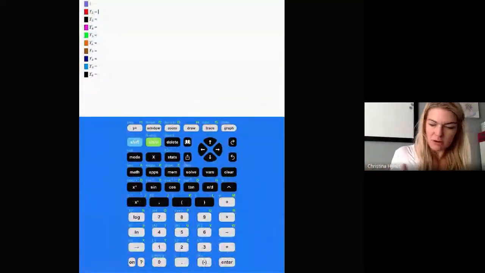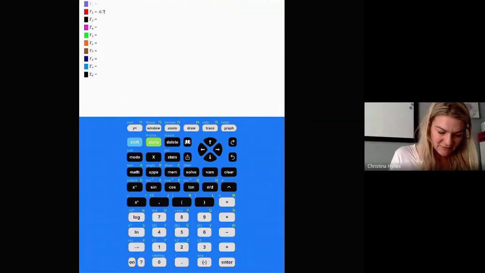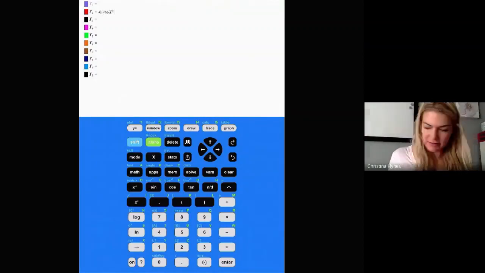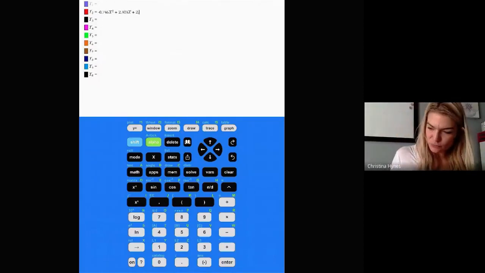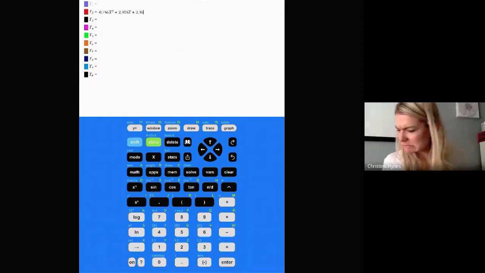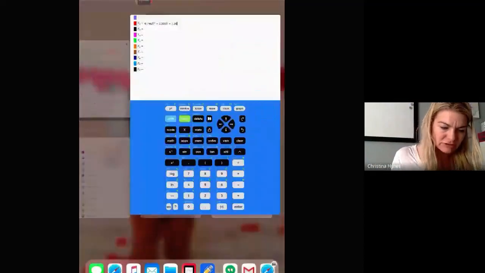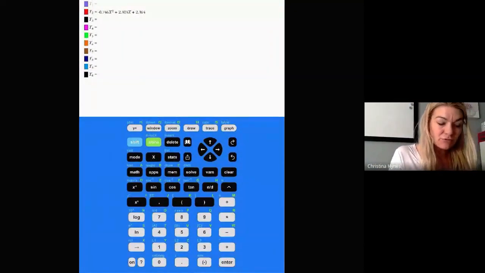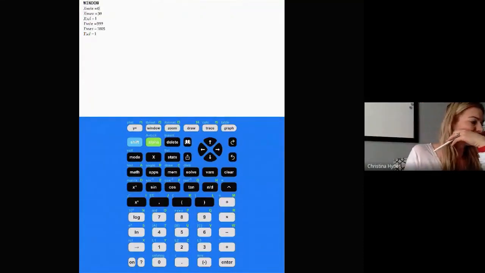Go to your y1, y2, it really doesn't matter which one you place it into. And we're putting in negative 0.746 x squared plus 2.303x, and then plus 2.368, I hope. Let's see, 264. Okay, so for your window, this is a real life scenario with a dolphin here.